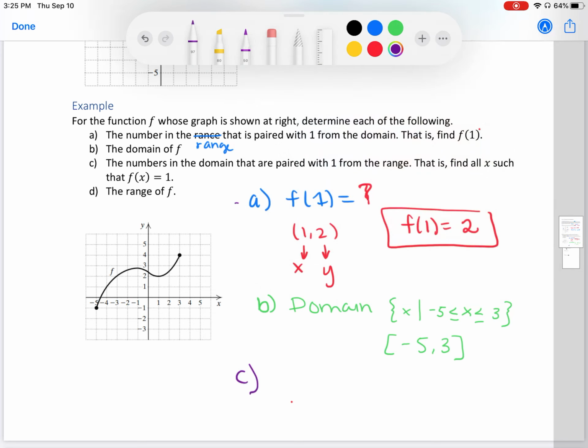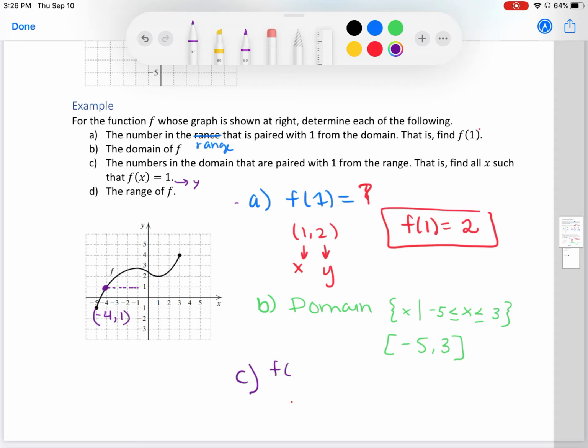C. The numbers in the domain that are paired with 1 from the range. That is, find all x such that f of x equals 1. So I want to find all the values where my answer, my outcome, my y is 1. Well, I see 1 is here, and the only number that pairs with the 1 is right here, right? That's the point -4, comma 1.